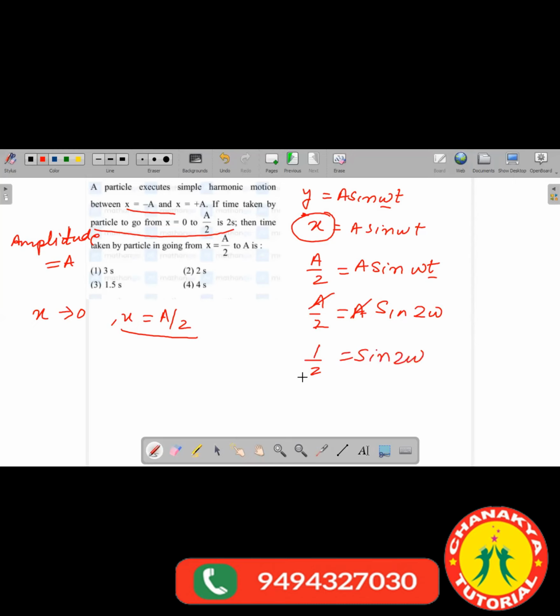Now the value of sine theta is 1 by 2 at theta equal to 30 degree. Is it correct? If theta equals 30 degree, I know that sine theta will be equal to 1 by 2. And this 30 degree I write in radian as pi by 6. So from this expression, I can conclude that my 2 omega should be equal to pi by 6, and hence omega should be equal to pi by 12.